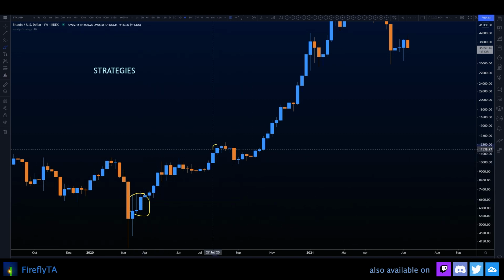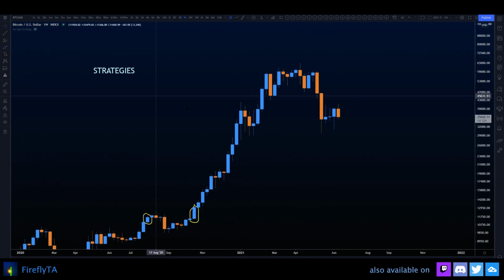Then we would also buy this candle. We would also buy this candle once it is closed, of course. We would also buy this candle. We would buy this candle.